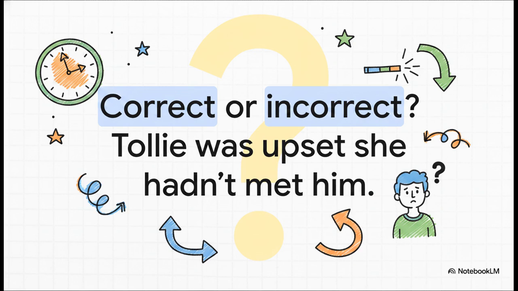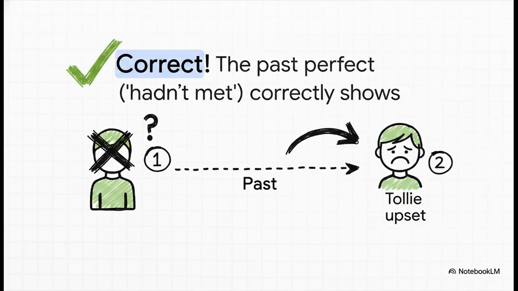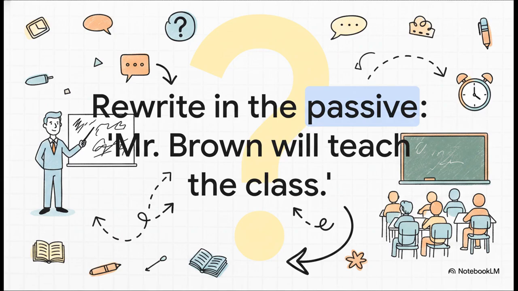Tolly was upset that she hadn't met Mr. White. What do you think? Correct or incorrect this time? And this one is correct. Yes, it uses the past perfect exactly right. The not meeting Mr. White part happened before Tolly got upset. That's what caused her to be upset. Perfect sequencing. You got it. Okay, great job on the tenses.